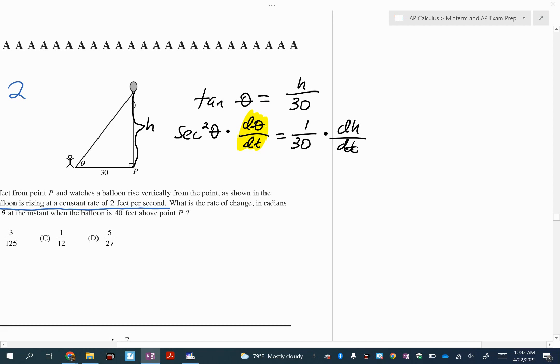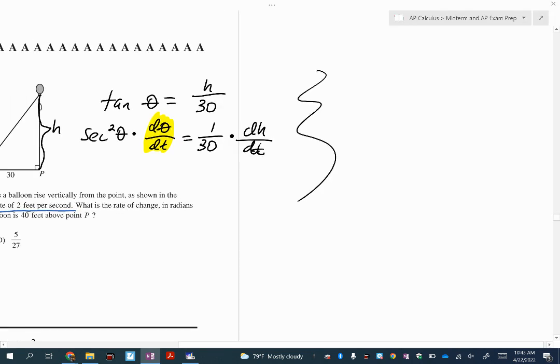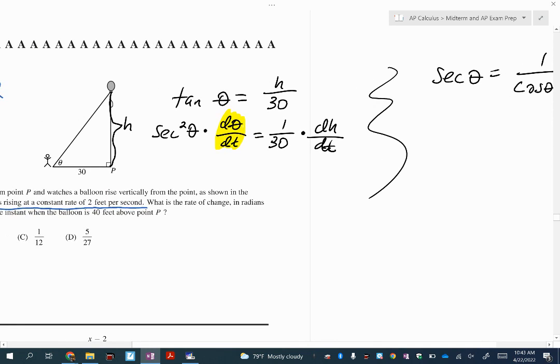So the question is, can we find the secant squared of theta? And the answer is yes. Okay? So let's see what you remember about secant. Do you remember anything about secant of theta? It's the reciprocal of which trig function? Cosine. So it's 1 over cosine. All right? Now, do you see what kind of triangle we have?